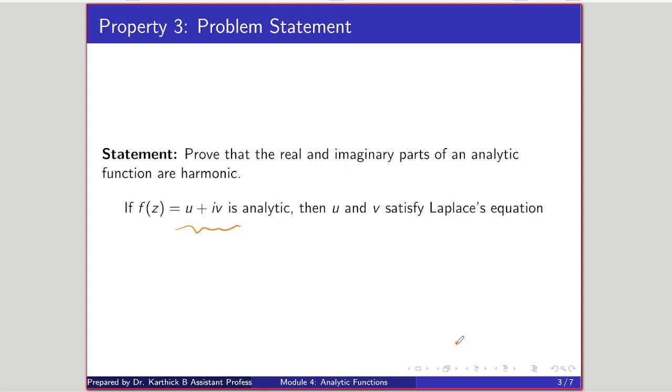So for this, let me take f of z equal to an analytic function in the form u plus iv, where u is a function of x comma y, and similarly v is also a function of x comma y. Then we have to show that it satisfies the Laplace equation. A Laplace equation means uxx plus uyy equal to 0, and the same for v.